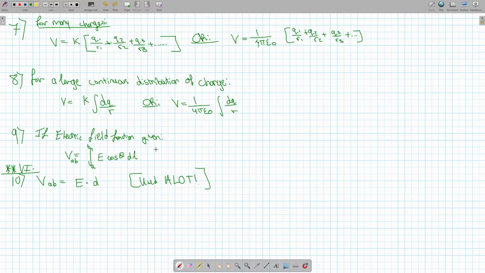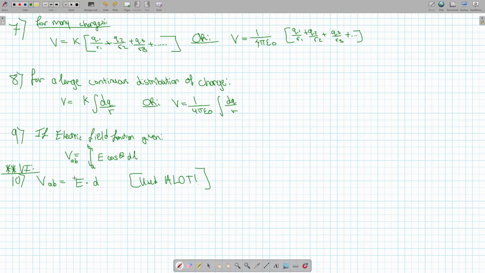Now, if the electric field function is given, so let's say they tell you find the electric potential knowing that the electric field is given as 7x squared plus whatever, all you have to do is use this formula over here. If the electric field function is given, the electric potential will be the integral of the electric field cos theta dl from A to B. Alright, so easy. The last one, which is the most important one out of them all, is V is equal to E times D. This one is used a lot. Many times you're going to see this formula.